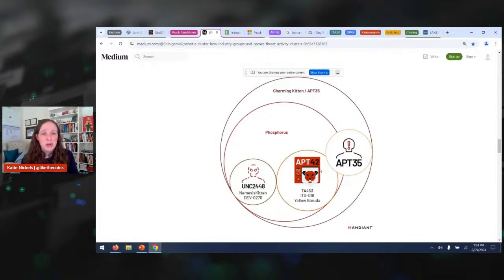This is not super neat and clean. So I would say use the group name of whatever source you're pulling from. If I'm reading a Microsoft blog post on Peach Sandstorm, just call it Peach Sandstorm. If you're not sure, maybe reach out to the analyst, but it's important to remember these group names are not exact overlaps. Sometimes there's partial overlap, which makes it a little bit confusing and might drive you to want to have a Peach Sandstorm cocktail.